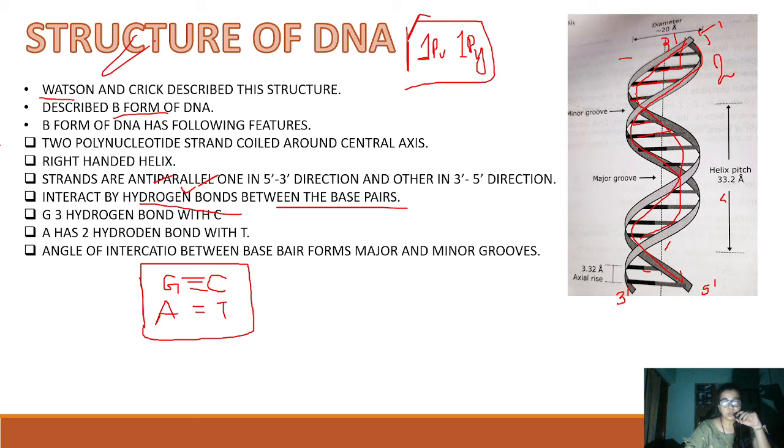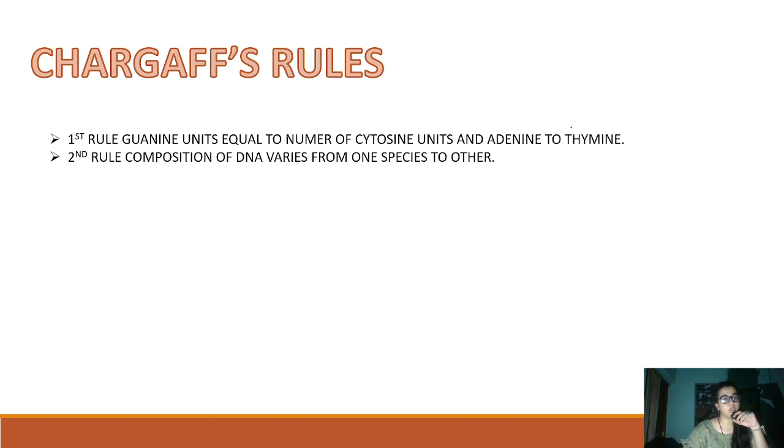And due to the interaction between the bases, the minor groove and major groove will be formed, that is a hole will be formed. Due to the interaction between the base pairs, the minor groove and the major groove will be present. This is the diameter, 20 Angstrom, and between each strand there is a gap of 3.32 Angstrom. So this is all about the structure of DNA.